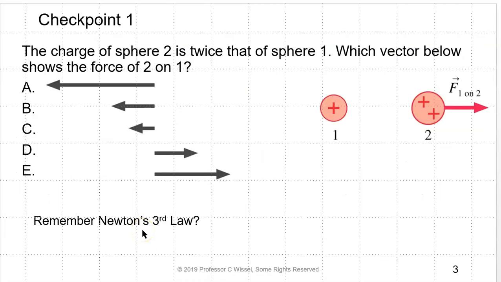As a reminder, checkpoints should be done at home in your notebook before you view the videos or come to class. The charge on sphere 2 is twice that on sphere 1. Which vector below shows the force of 2 on 1?